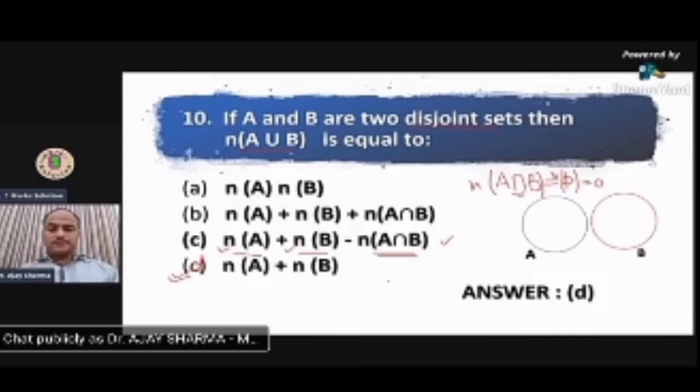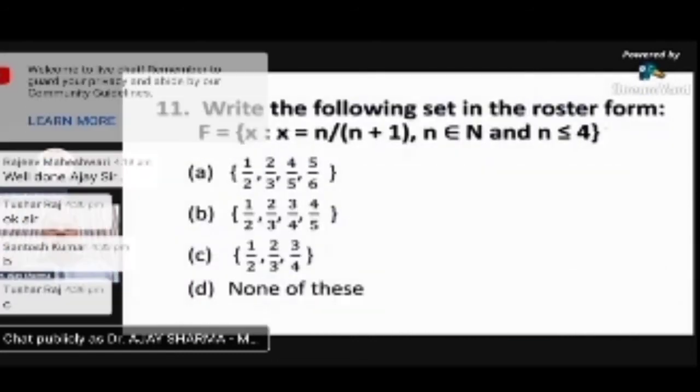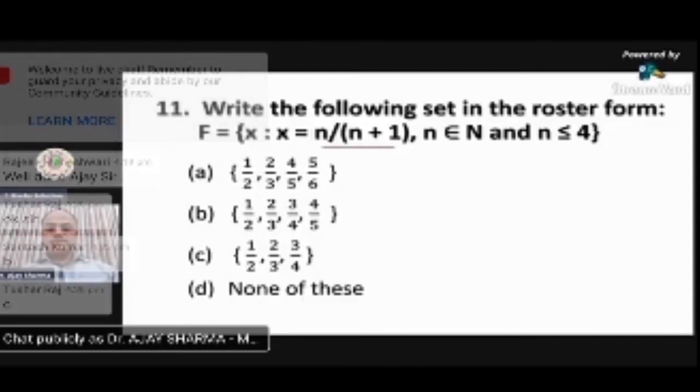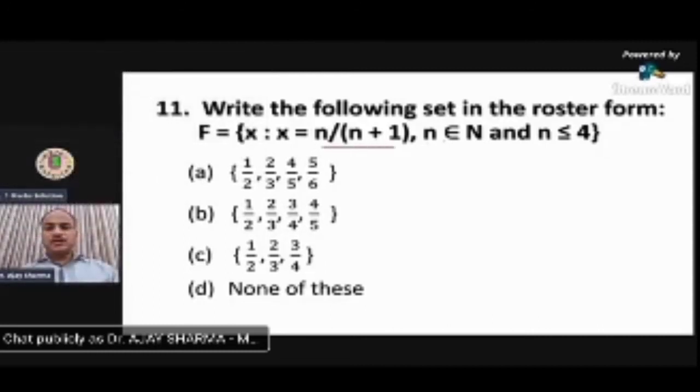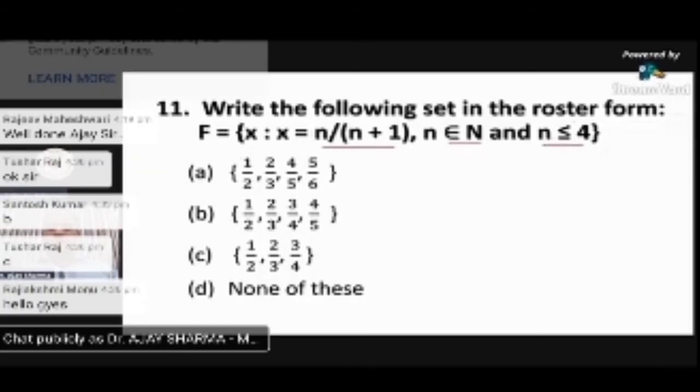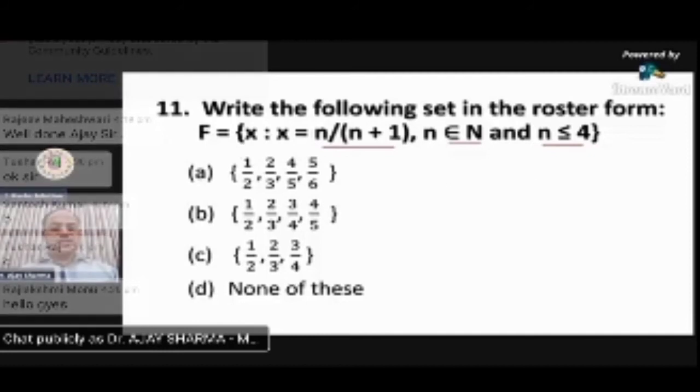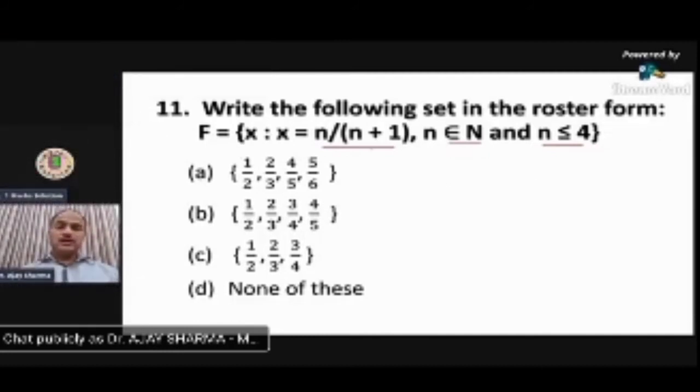Now moving to the next. 11th, write the following sets in roster form. Okay, we have only one set here, n upon n plus 1. Very easy question. Here n belongs to capital N. Okay, this is natural numbers, and n is less than or equal to 4. What does it mean? Less than or equal to 4 means 1, 2, 3 and 4, there are 4 elements, and each and every element we will write here, and the output will be an element of the set F. So let us see what the outputs are.